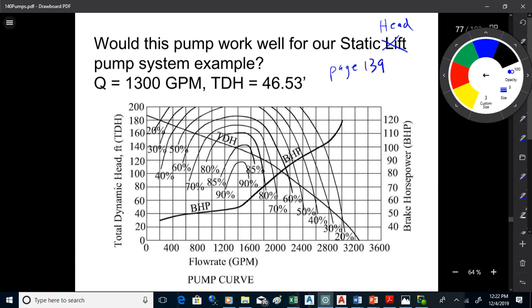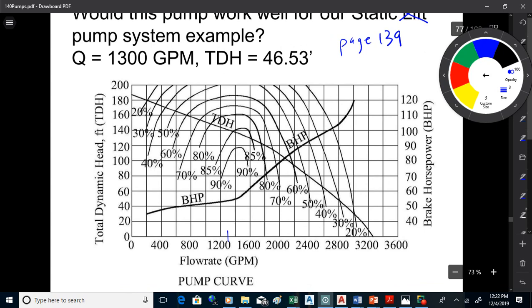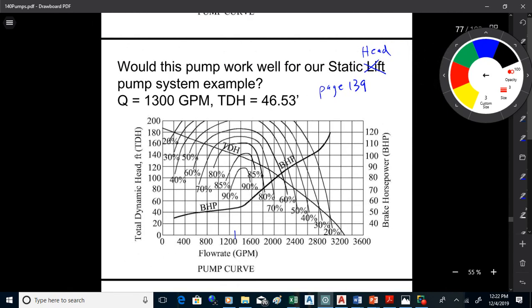All right, what's going to happen for this one? We want to pump 1,300 gallons per minute, and in that situation we found out that our TDH, I think I screwed up, it's 50.8, isn't it, on page 139? Mm-hmm. So I've got all sorts of typos here. 50.8, okay. Well, that's down here, isn't it? See, that doesn't fit.